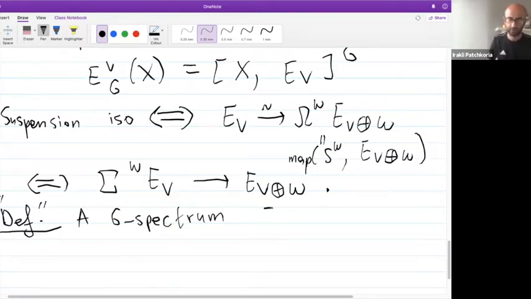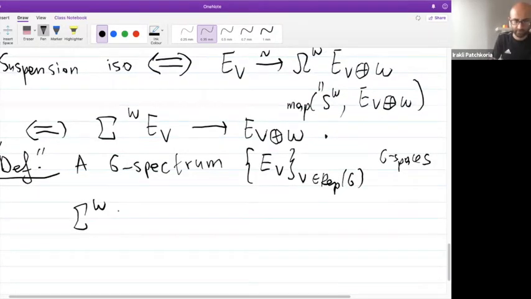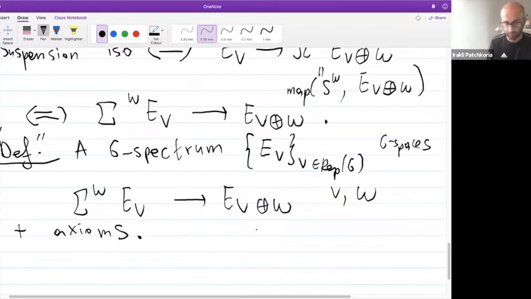Now, a G spectrum for me in this talk is, because I'm not going to ask anything extra on this, this is why I was sweeping this under the rug, but you're right. So a G spectrum is a collection of G spaces, one for every G representation, together with these kinds of structure maps, for every V and W, satisfying lots of axioms. But we don't need these axioms in this talk. In order to get an idea, this is the equivariant generalization of the usual spectrum, what you have seen before in your life.